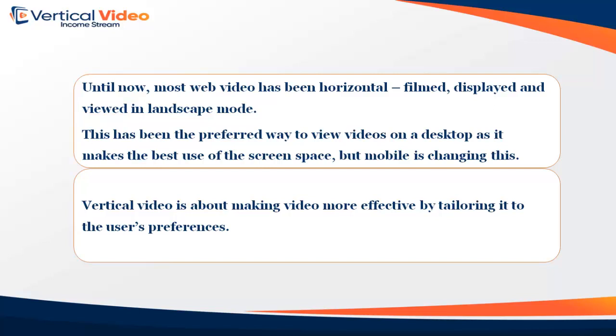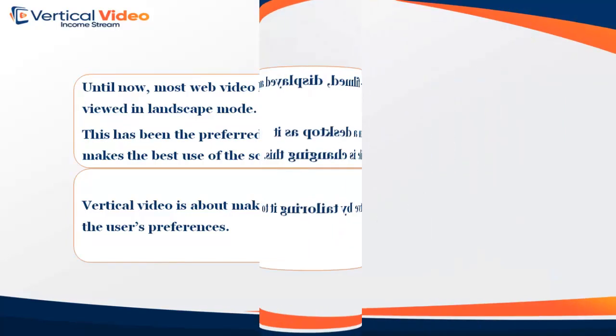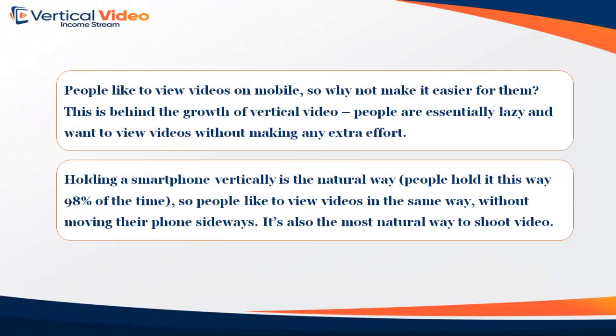Vertical video is about making video more effective by tailoring it to the user's preferences. People like to view videos on mobile, so why not make it easier for them? This is behind the growth of vertical video. People are essentially lazy and want to view videos without making any extra effort.